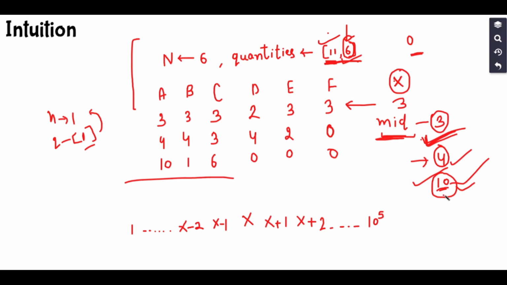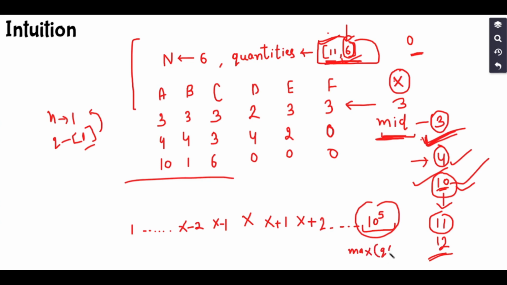So what is the highest amount I can achieve? The maximum of the quantity that I have, that is 11. I can't achieve 11 plus 1, that is 12. I can't achieve 12. I can achieve up to 11. So you can also write here, this upper limit can also be replaced by this max of the quantities array.